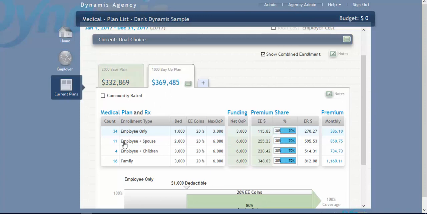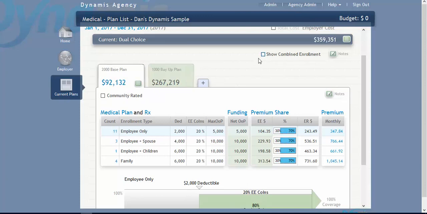If we go to the 1000 buy-up plan, again, we have all of the enrollment in the 1000 buy-up plan. And since the employer is paying the same percentage of a higher cost plan, it's resulting in a higher dollar contribution. So in this case, if everybody took the 1000 buy-up plan, the employer cost would be the $369,485. So now we're able to see that the employer cost would be here for the 1000 if everyone took it, and here if everyone took the 2000. When we come out of combined enrollment and get our specific counts back, now we're able to see what the exact cost of that plan group is based on those specific counts.